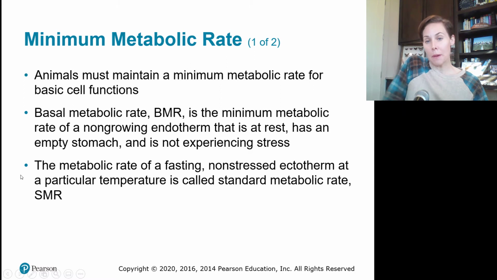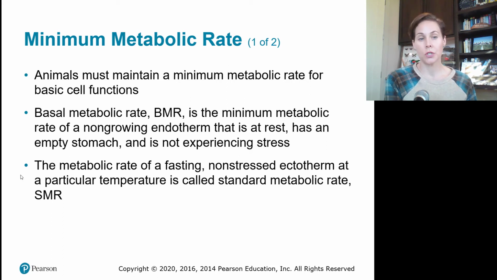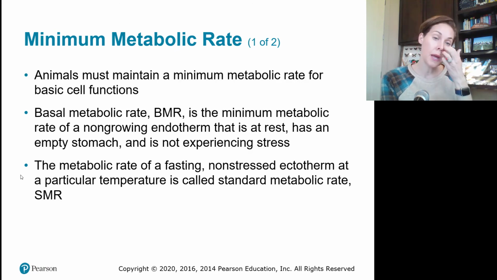Animals have to maintain a minimum metabolic rate for basic cells to function. So when your metabolic rate is too low, you are not living. You're starting to die. The minimum metabolic rate for basic cell function is called the basal, so think baseline, metabolic rate, or the BMR, and that's the rate of a non-growing endotherm when it's at rest, has an empty stomach, and is experiencing zero stress. The metabolic rate of a fasting, non-stressed ectotherm at a particular temperature is called the standard metabolic rate, or SMR.